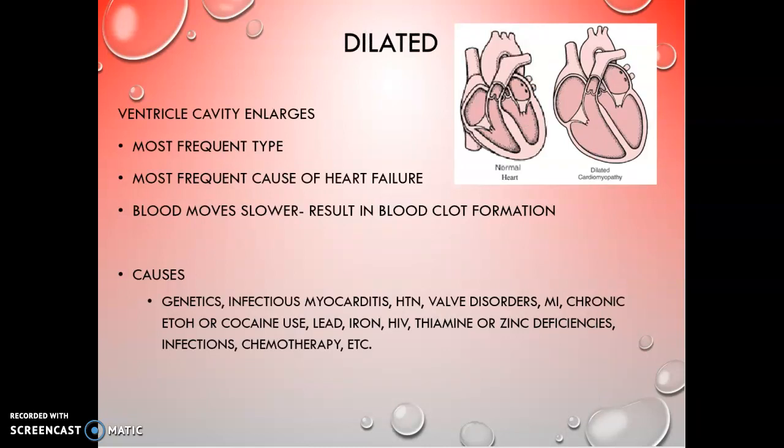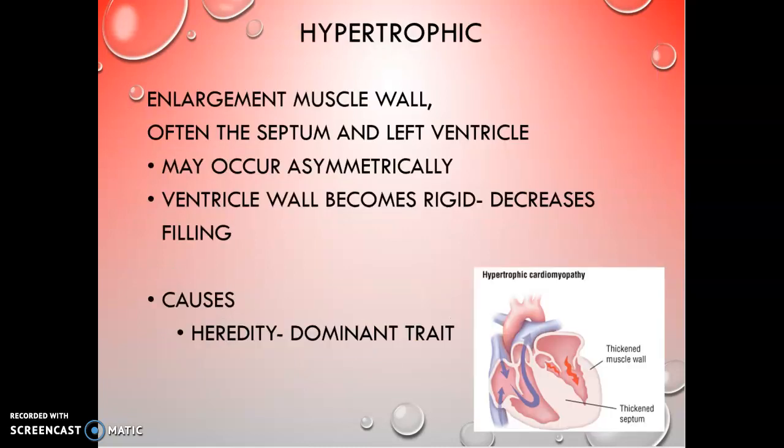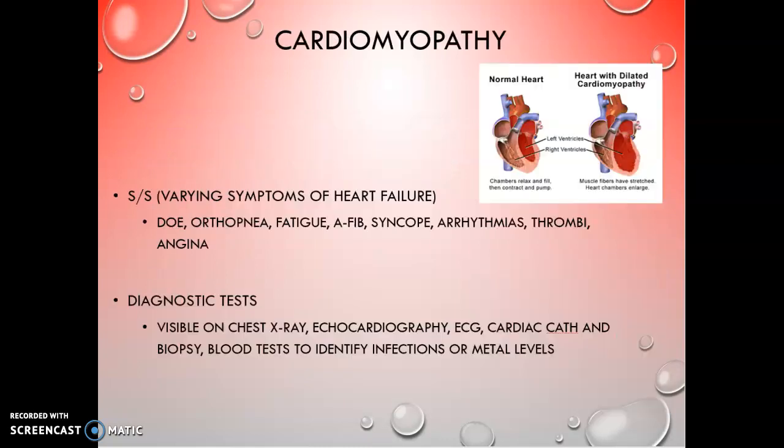Here is another slide that just talks about what causes different kinds of cardiomyopathy. Dilated is genetics, so they can just be born with it with no other issue. Infectious myocarditis, hypertension, valve disorders, alcohol, cocaine use, all of those abusive things can cause it. Hypertrophic is heredity. It's just a dominant trait. And finally, restrictive is usually from some sort of an illness or injury.